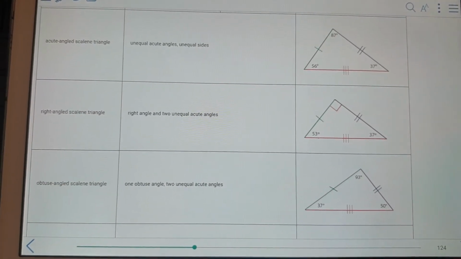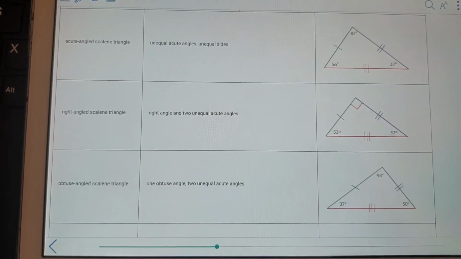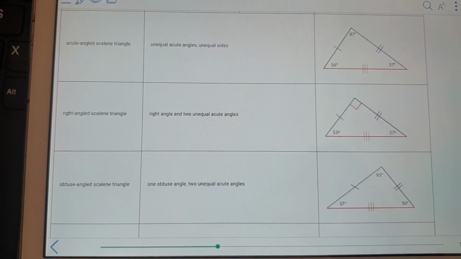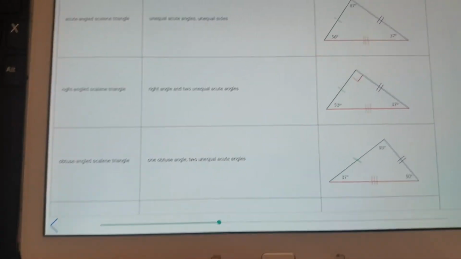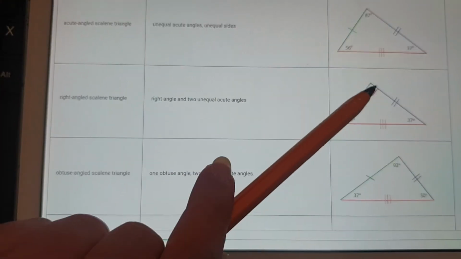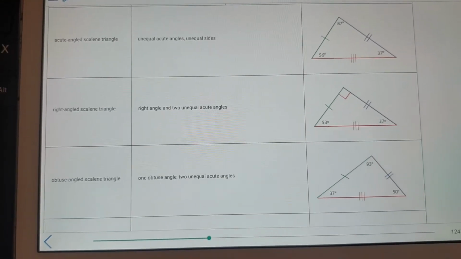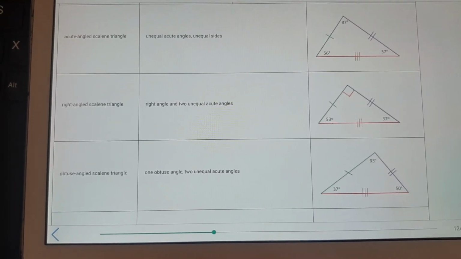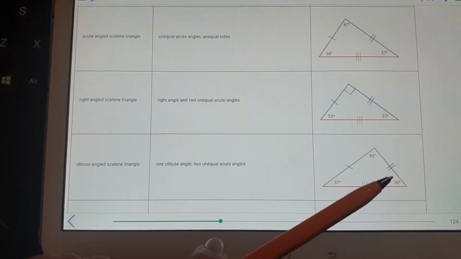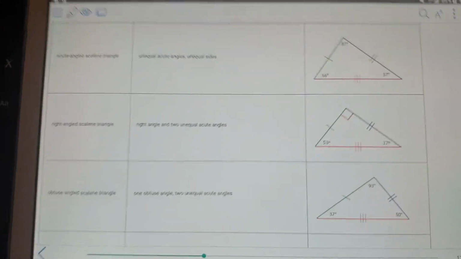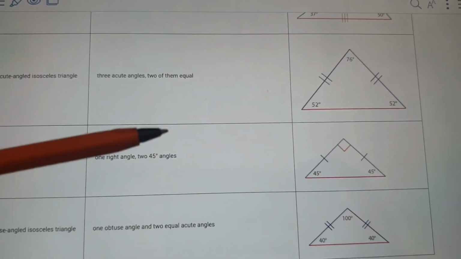When we have an acute angled scalene triangle, all three angles are smaller than 90 degrees and they have unequal sides. None of the three sides are the same length. Then we have a right angled scalene triangle, which means we have our right angle and none of the three sides are of equal length. Then we have an obtuse angled scalene triangle, smaller than 90 degrees, smaller than 90 degrees, bigger than 90 degrees, and not one of the three sides are the same length. And then we have our acute angled isosceles triangle.